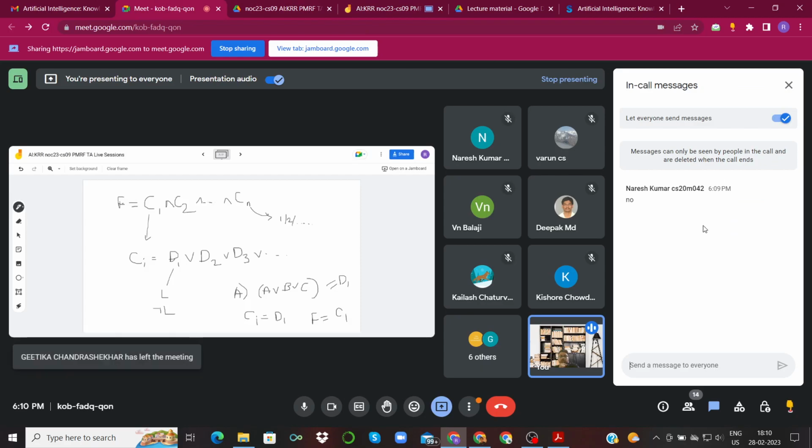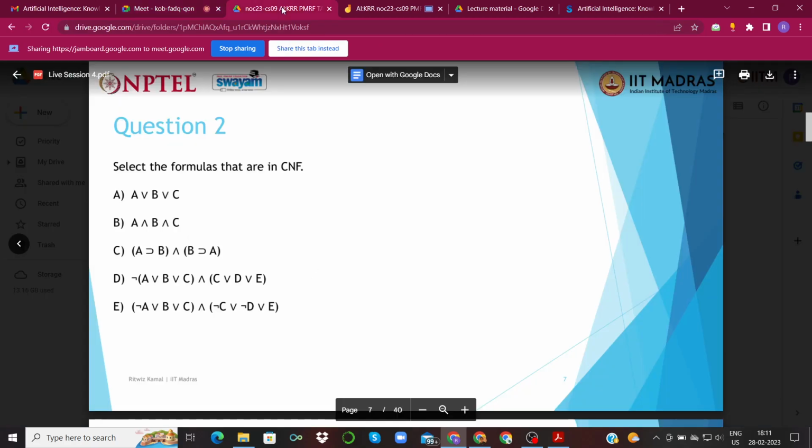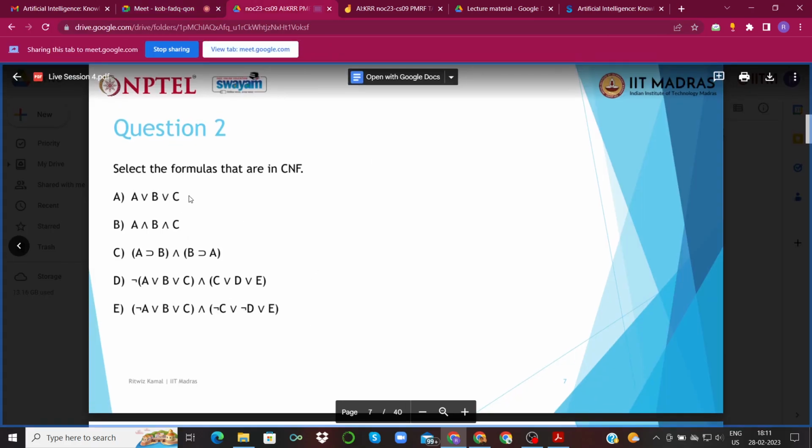So now do you think this is in CNF? Yeah, exactly. This is in CNF, right? With just one disjunction of three literals A, B, and C. So A is a CNF. What about the second option?